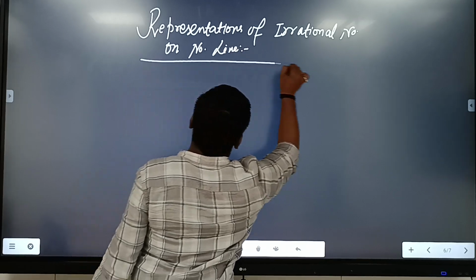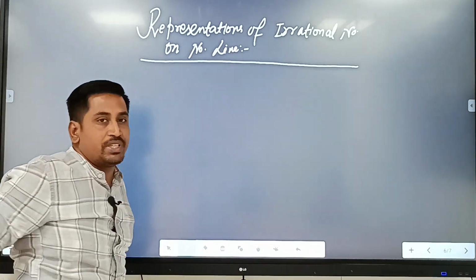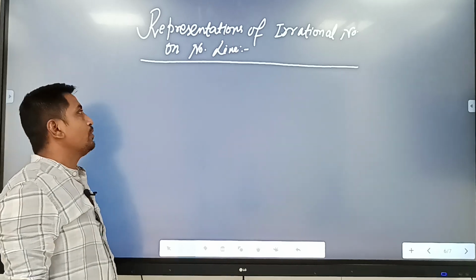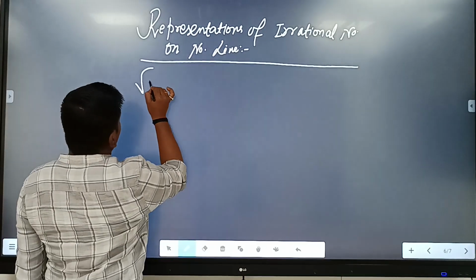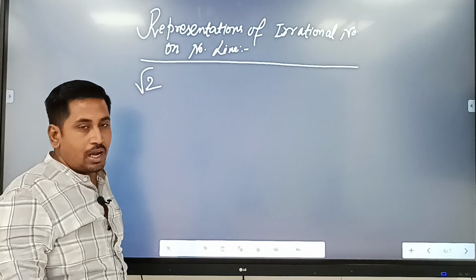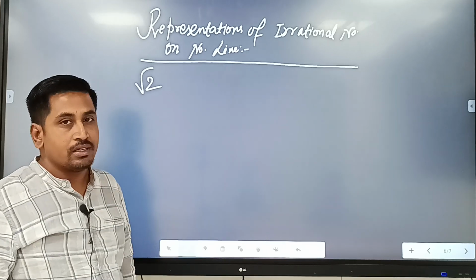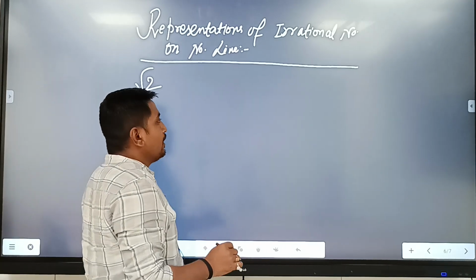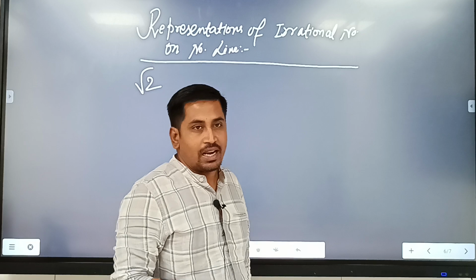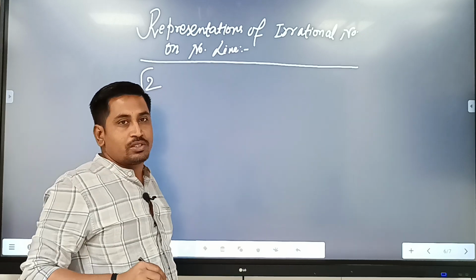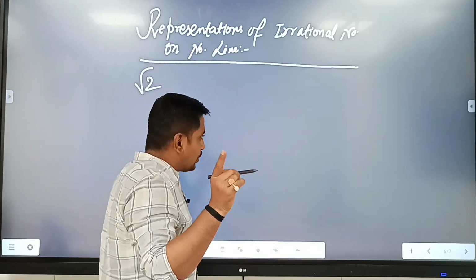How will you represent? Again we have some steps that we have to follow. So let us see. I have to represent root 2 on the number line. How can I represent root 2 on the number line? Very simple. We all know about the right angle triangle. It follows the Pythagoras rule, Pythagorean triplets.